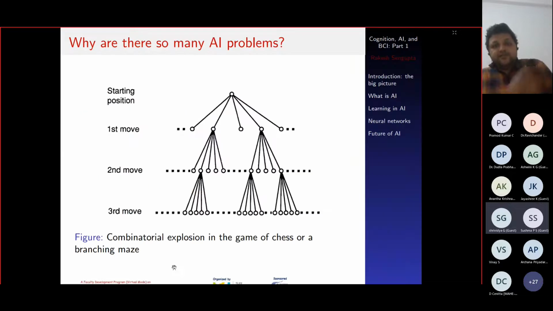Now, why are there so many AI problems? If you think about it, most real-world problems suffer from what we call combinatorial explosion, which can be seen even in the first AI that was built, where ultimately human beings were defeated by the AI because of the starting positions that lead to multiple different combinations, which again diverge further.